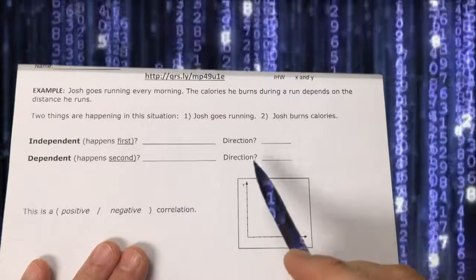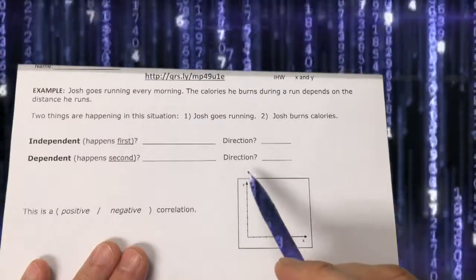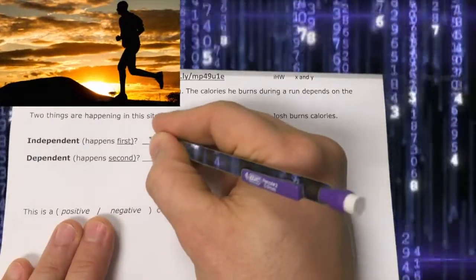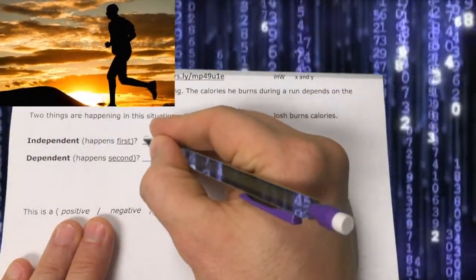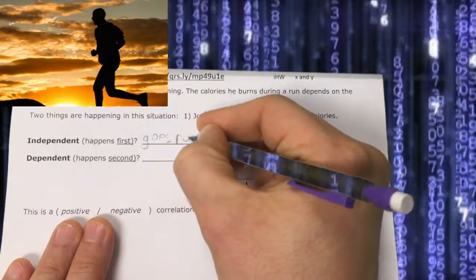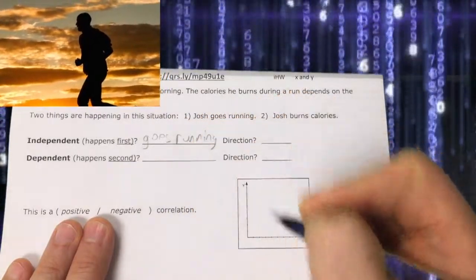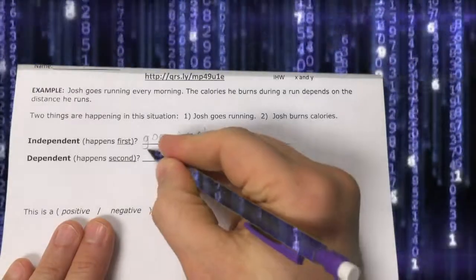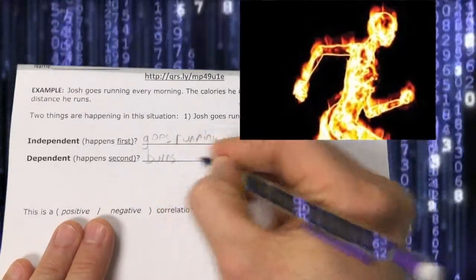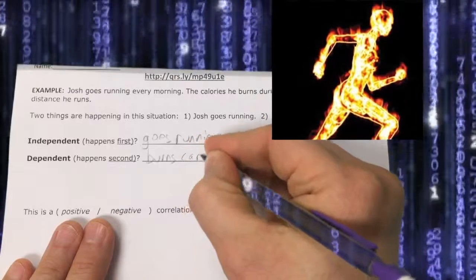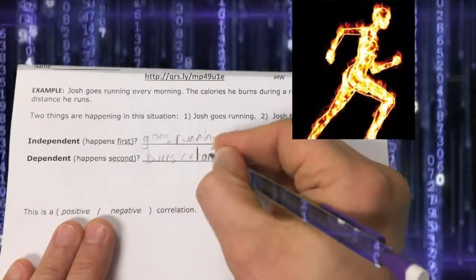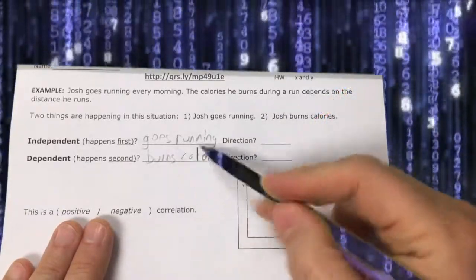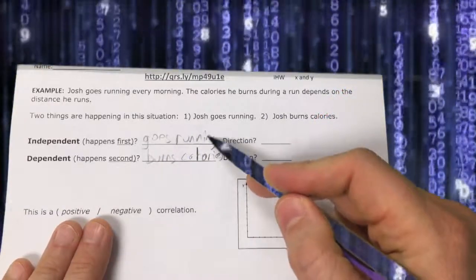Now what has to happen first? Okay, before he can burn any calories, he has to go running. He goes running, that happens first. Okay? And what happens second? He's burning calories. So what we're getting at here is he's not going to burn any calories until he first goes running.